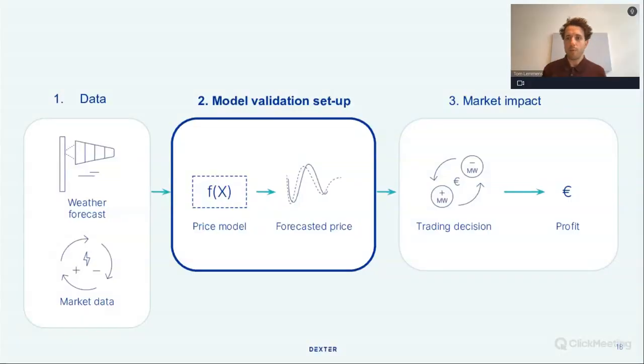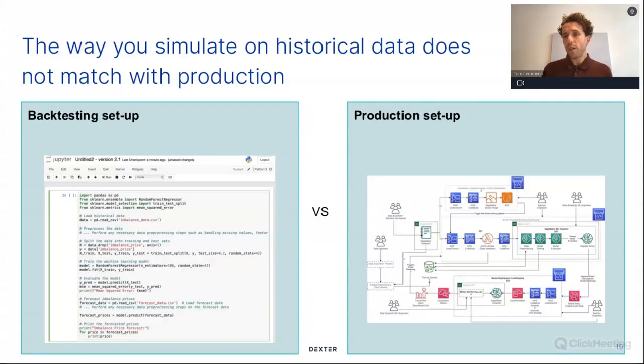So the second topic I want to address today is about the model validation setup. The big challenge there, the big problem there, is that the way you simulate on historical data is not equal to the way your production setup behaves. As a result, likely your production and backtesting results will not be similar. And because your setup is different, it will be very difficult to pinpoint where this difference comes from.